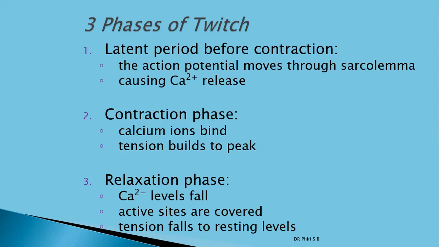Then you have the relaxation phase, whereby calcium is pumped back to the sarcoplasmic reticulum or is pumped back to the outside, depending on the muscle type. Then the concentration of calcium will reduce, the tropomyosin will hide the binding sites. And then once the binding sites are covered, the tension will fall. Then the muscle will relax. So these are the three phases of muscle twitch. So you have the latent period, the contraction phase, and the relaxation phase.